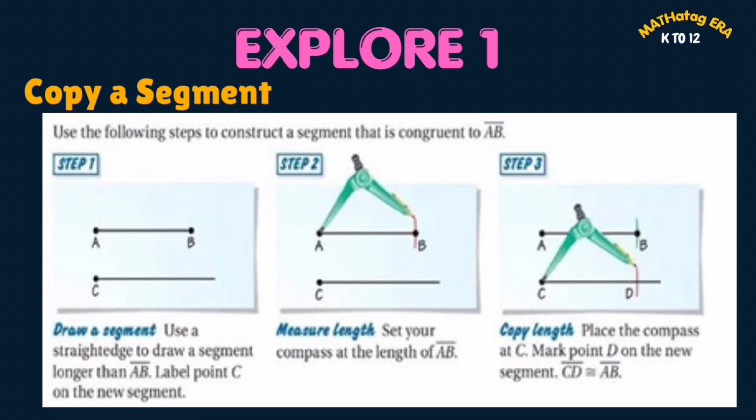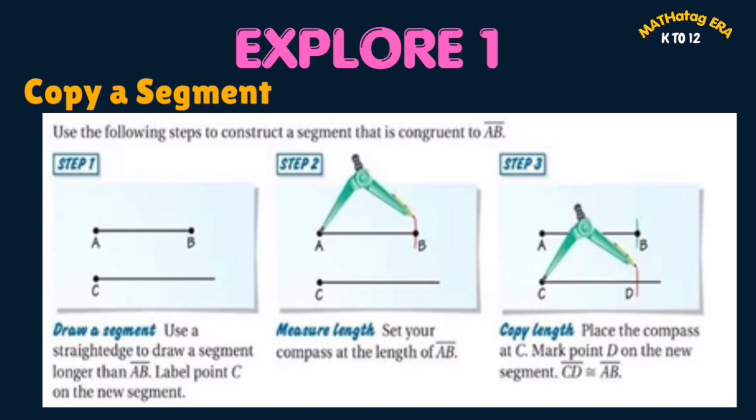First, kailangan natin mag-draw ng straight segment longer than the given segment AB. You need to mark one endpoint as C. This will be the starting point of our new segment. Now, buksan nyo na yung compass nyo. I-place nyo yung compass sa point A and the pencil sa point B. Huwag nyo babaguhin yung opening ng compass. The compass is now set to the exact length of segment AB.